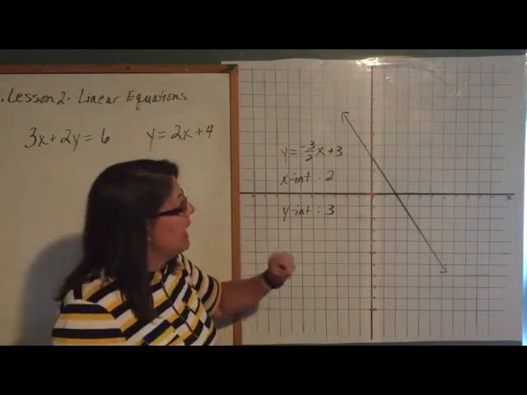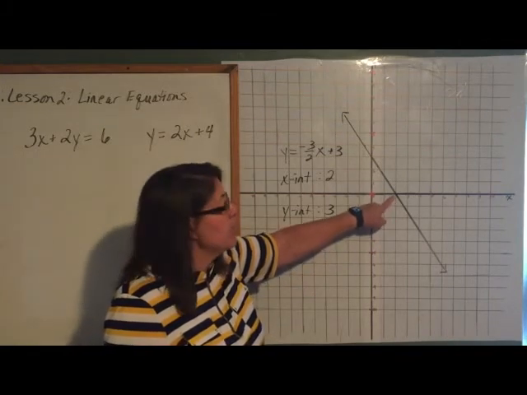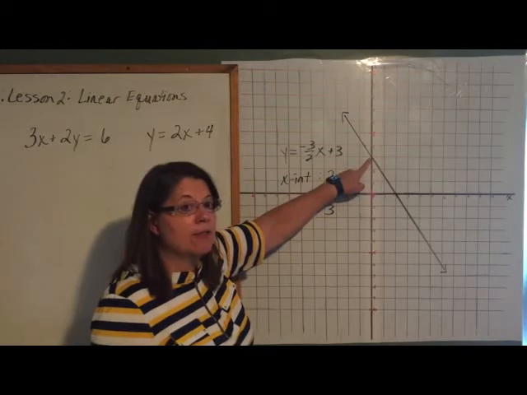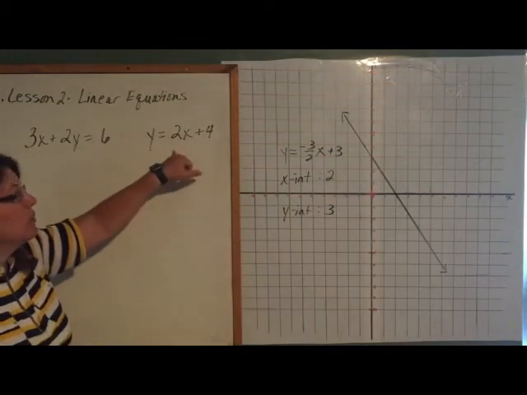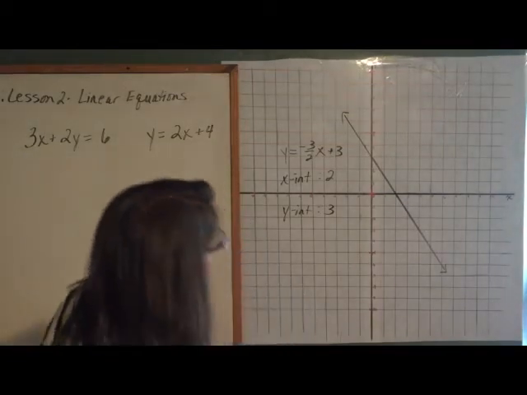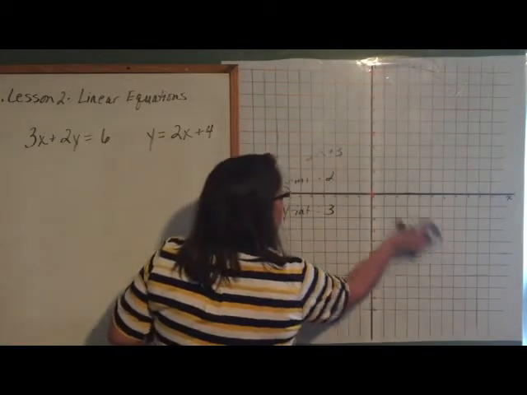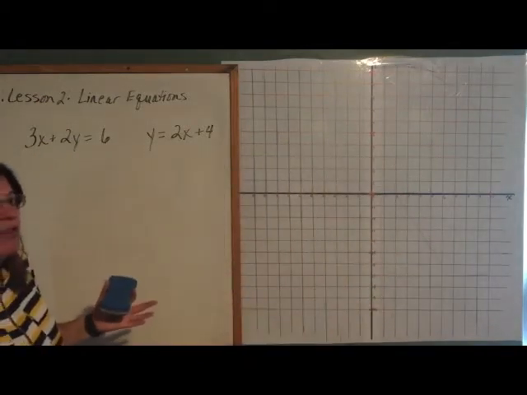So if you're given a graph, you're just going to simply look at where it crosses the x-axis, that's the x-intercept, and where it crosses the y-axis, that's the y-intercept. Okay, now, what if we're given a slope-intercept form? Well, if I have something like that, what I'm going to do is I'm going to graph that and see where it crosses the x and y axis.